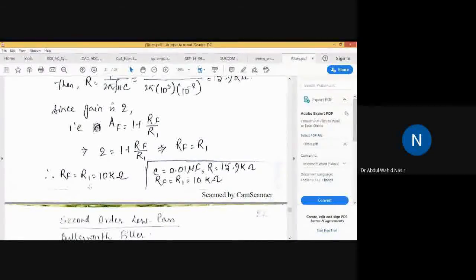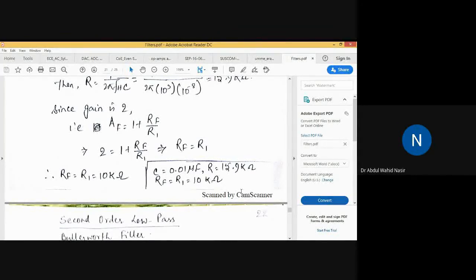So now let us summarize all the values. C has been chosen as 0.01 microfarad. Based on that, the value of R is calculated, that is 15.9 kilo ohm. Now RF and R1 are the same, chosen as 10 kilo ohm. If you use these values of the passive components of the filter, then you will end up having the first order low pass filter.